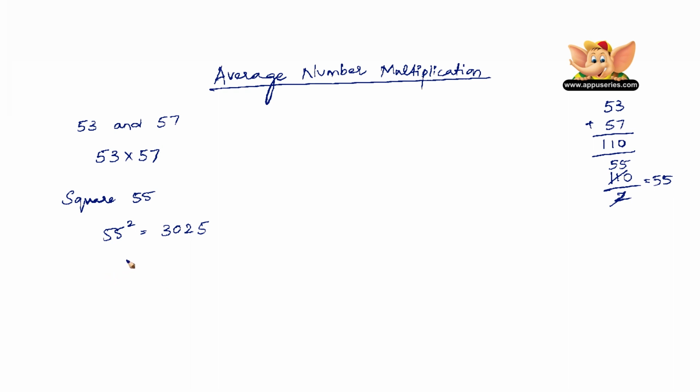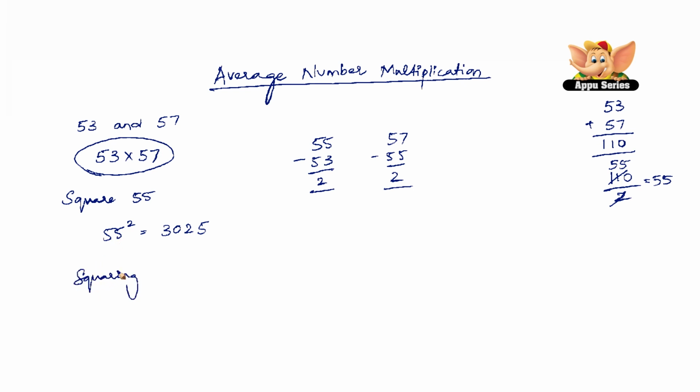Now square the difference between the average and the numbers here. So the difference between the average and the numbers is 55 minus 53 is 2. 57 minus 55 is 2. So the difference between the average and the other numbers is 2. So squaring 2 is nothing but 4.